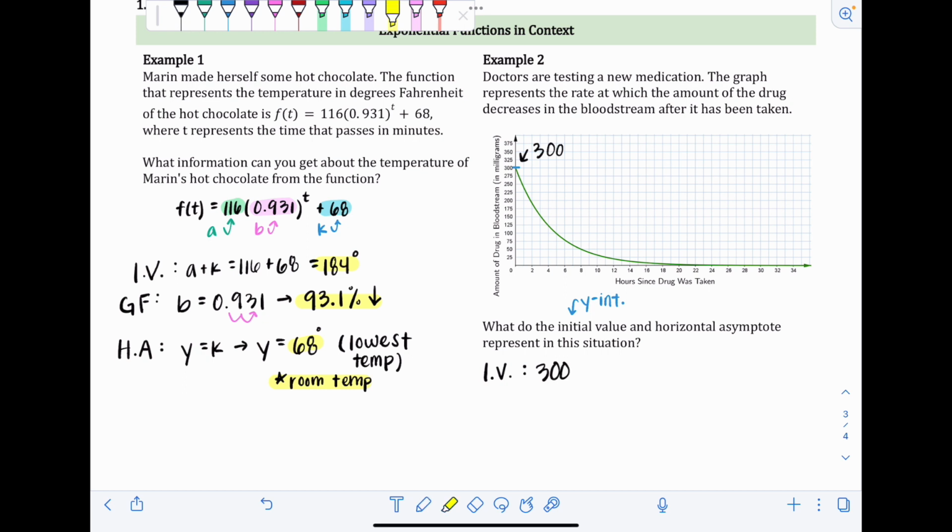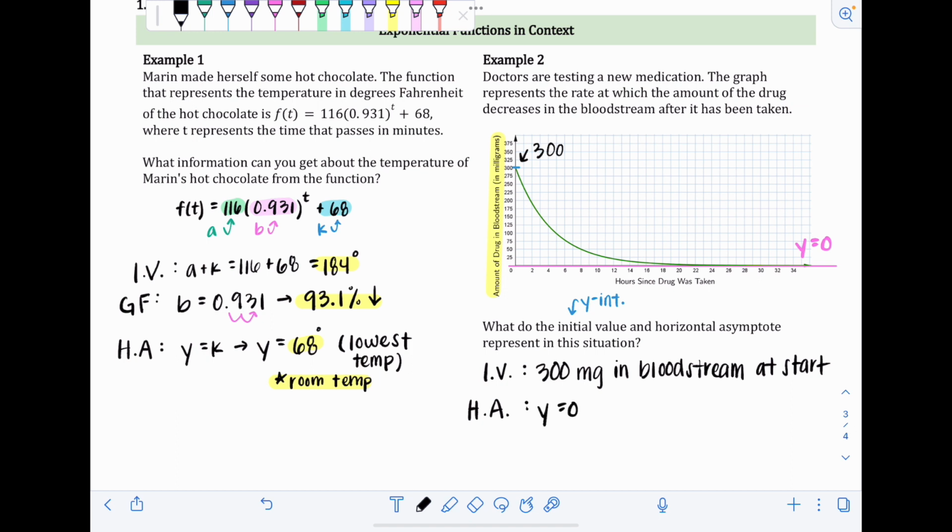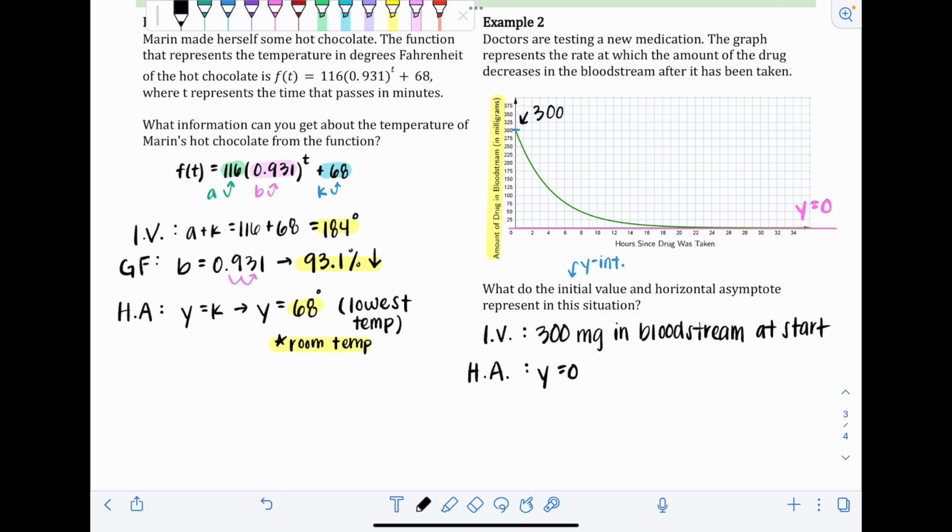And if we look at what the y-axis is labeled as, it's the amount of drug in the bloodstream. So there must be 300 milligrams in the bloodstream at the start of the test. So once they try out that new medication, at the very beginning, there's 300 milligrams in the bloodstream. And then it also asks, what does the horizontal asymptote represent? You can see that the line is approaching 0, y equals 0. So our horizontal asymptote is y equals 0, and that's because as time continues to go by, as hours go by, the amount of drug in the bloodstream is going to approach 0. So we can say the amount in the bloodstream approaches 0.